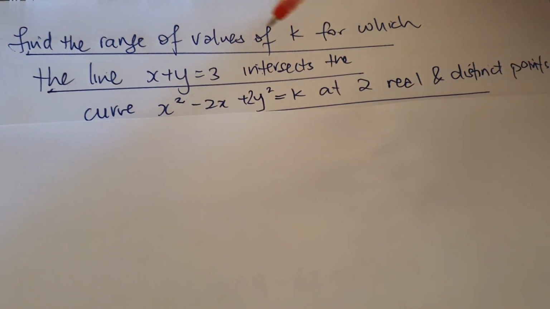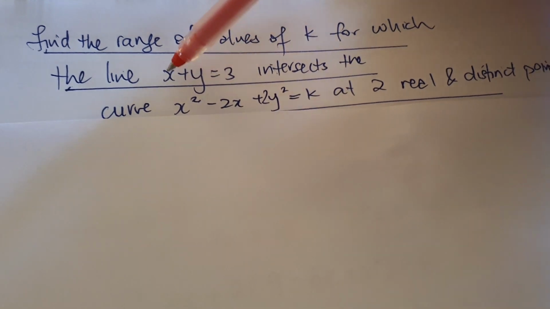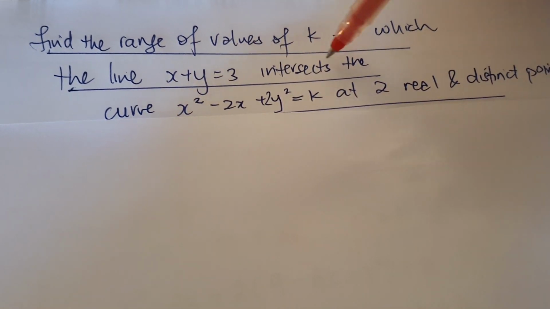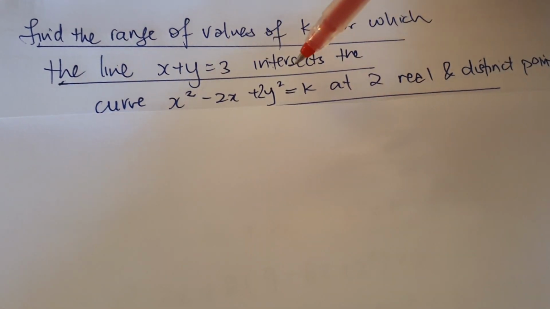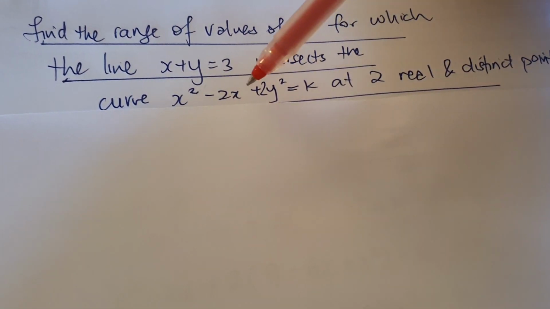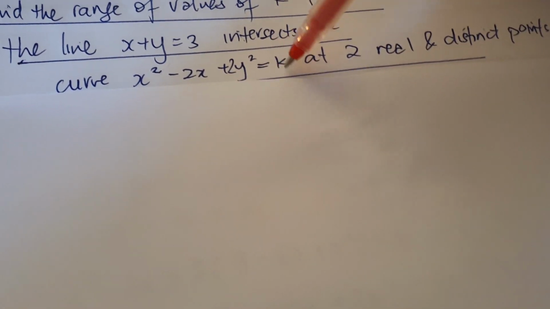Find the range of values of k for which the line, okay, so this is a line because it can be expressed as y equals mx plus c, intersects the curve. This one, why is it a curve? Because there's a square term here. Even if you have xy, it is a curve. And this k is a constant.